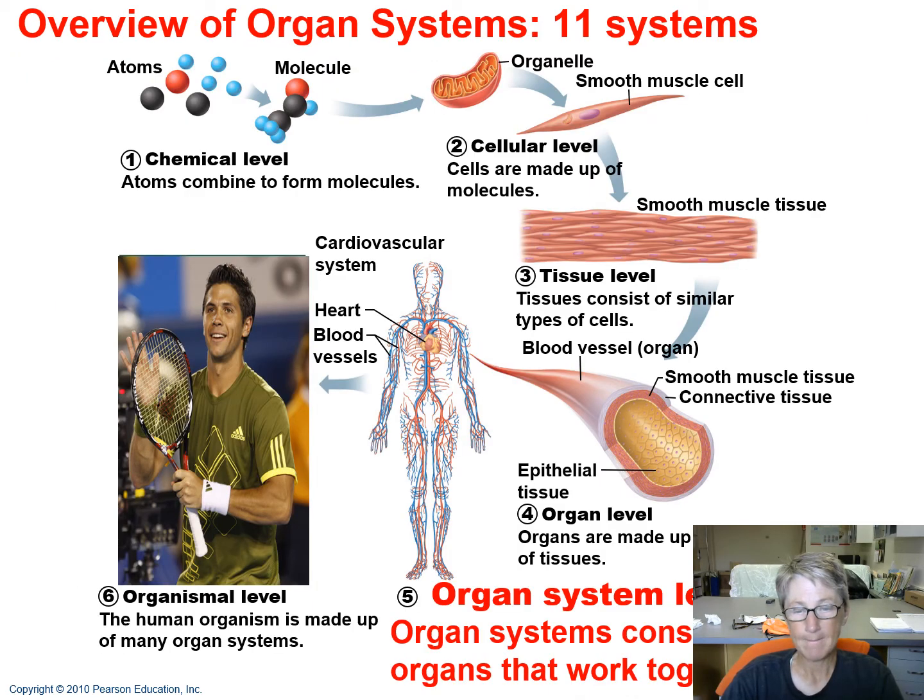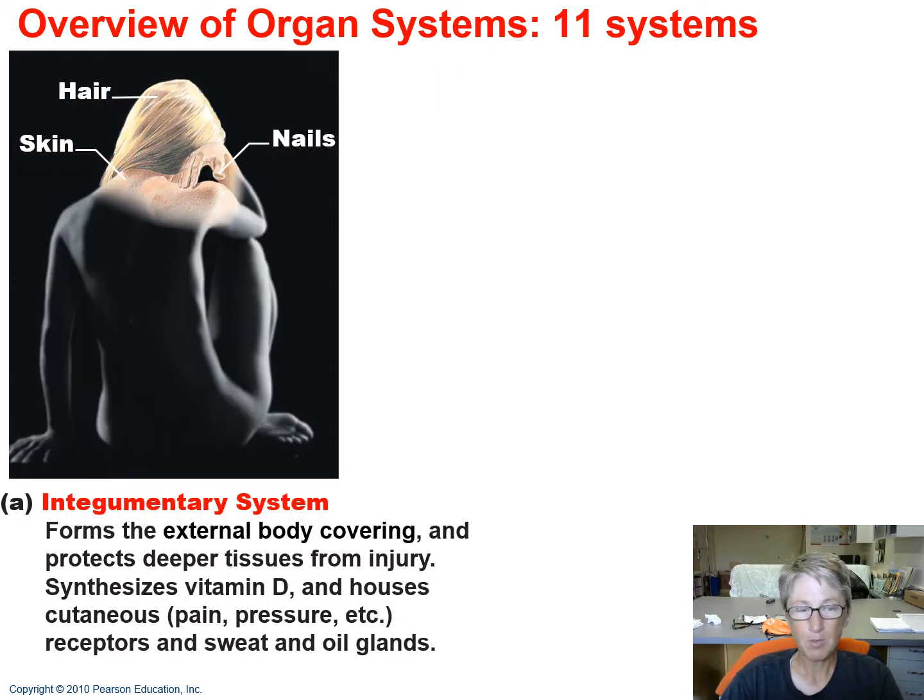Okay. Overview of the organ systems. There's 11 organ systems. You need to know all of these systems and a little bit about what they do. The integumentary system, that's just the external body covering.